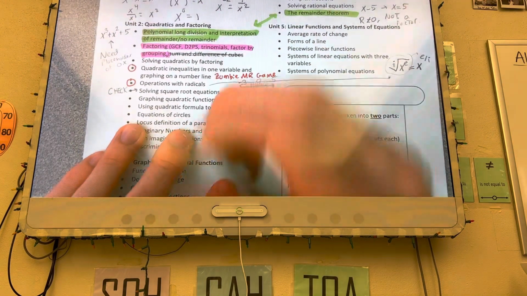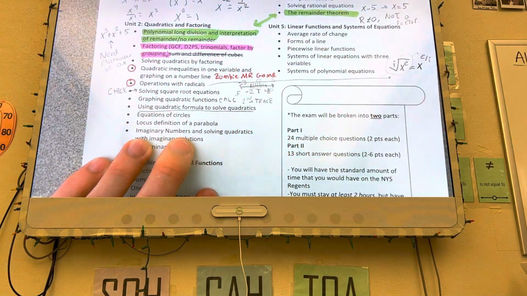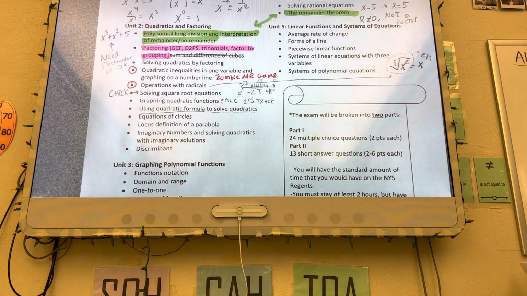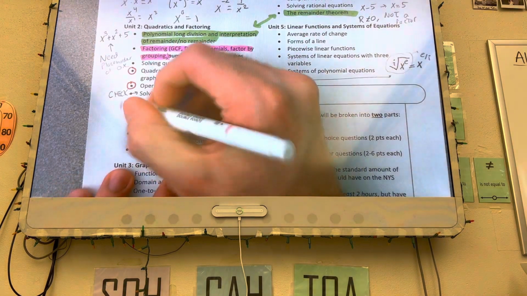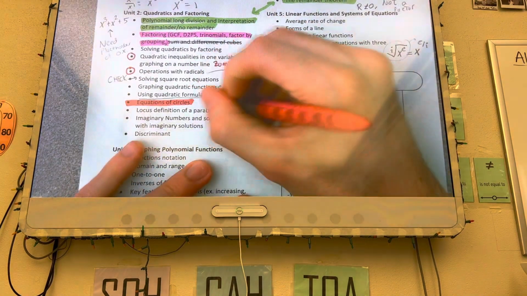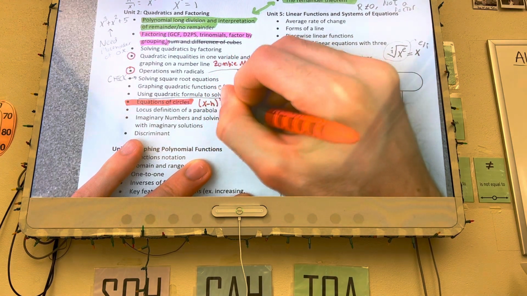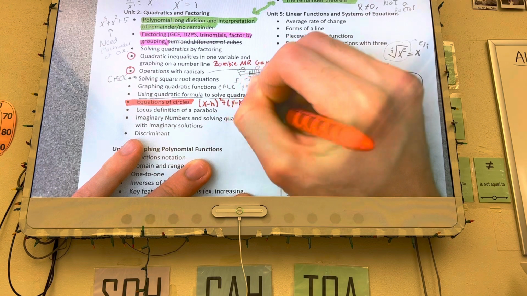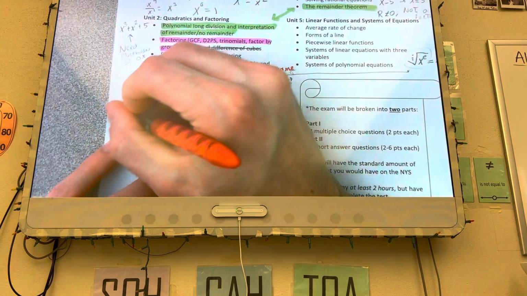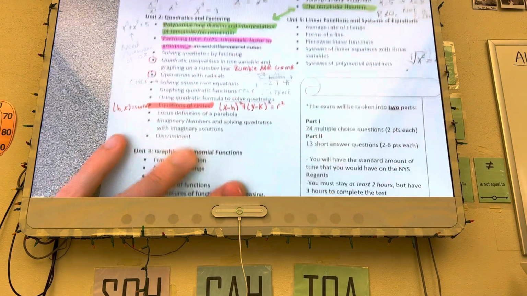Using quadratic formula, that will be given on the exam. Equations of circles will not be given, and that is super important. Let's highlight this one. Equations of circles, gotta know that. That formula was x minus h to the second plus y minus k to the second is equal to r to the second, where h comma k is your center. And obviously the r is the radius.